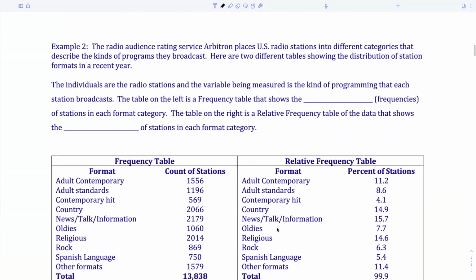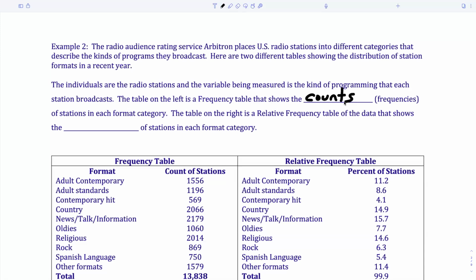It says the radio audience rating service Arbitron places US radio stations into different categories that describe the kinds of programs they broadcast. Here are two different tables showing the distribution of station formats in a recent year. The individuals are the radio stations, and the variable being measured is the kind of programming that each station broadcasts. The table on the left is a frequency table that shows the counts or frequencies of stations in each format category.